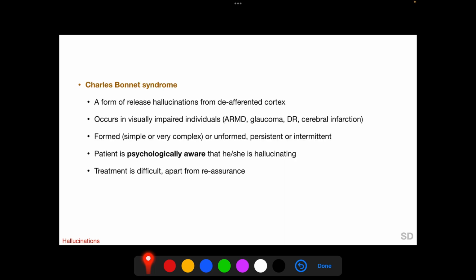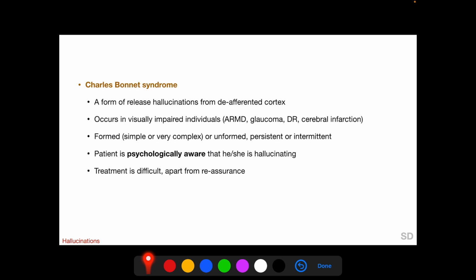So we come to a very important syndrome called Charles-Bonnet syndrome, which should be differentiated from another syndrome which we will come to in a later slide called Anton syndrome. So Charles-Bonnet syndrome is a form of release hallucination from a deafferented cortex. So the visual cortex no longer receives sensory stimulus from the afferent pathway. Thus it occurs in visually impaired individuals like age-related macular degeneration, glaucoma, diabetic retinopathy, or even cerebral infarction.